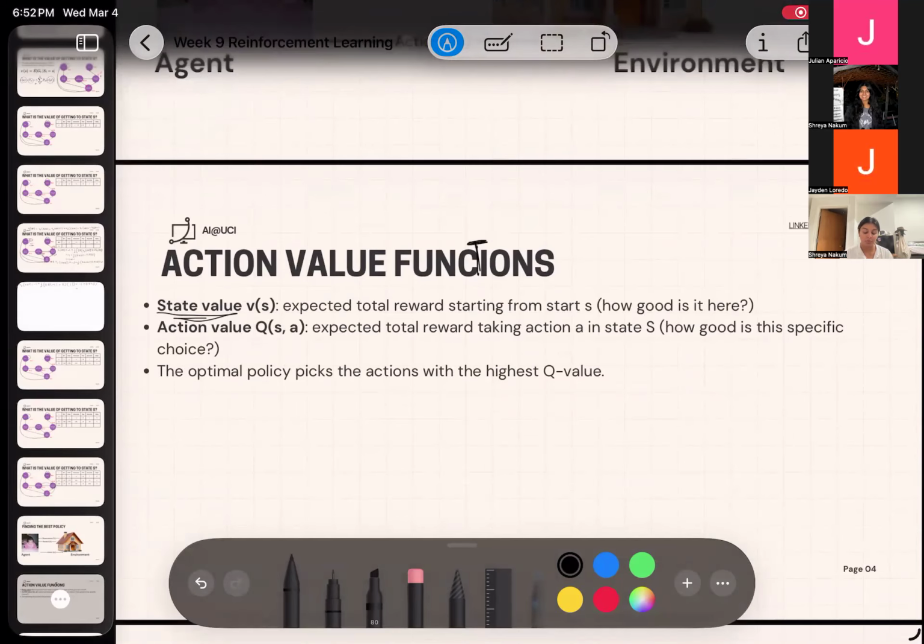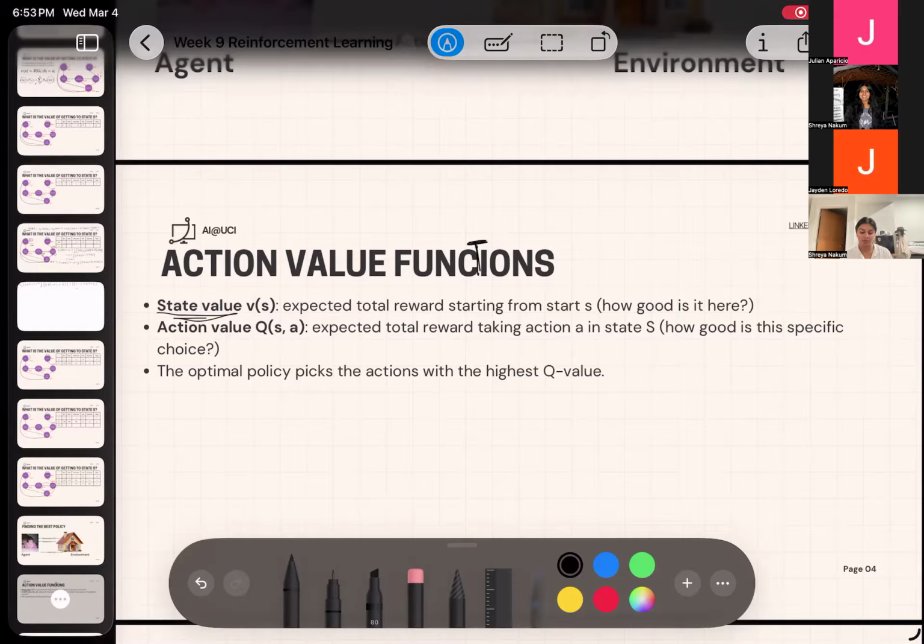Another type of function is called the action value function. This is the expected total reward of taking an action A in state S. So this isn't just looking at where am I, it's how good a specific choice is, knowing that I'm at this place right now. This is better because it doesn't just take into account the state and the transition matrix, the probabilities. It takes into account what you can do here.